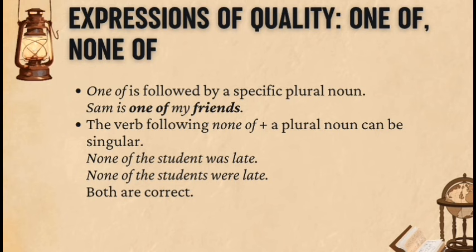Guys, I'm sorry, there's a typo again. It should be expressions of quantity. One of, none of. One of is followed by a specific plural noun. For example, Sam is one of my friends. The verb following none of plus a plural noun can be singular. For example, none of the students was late. None of the students were late.